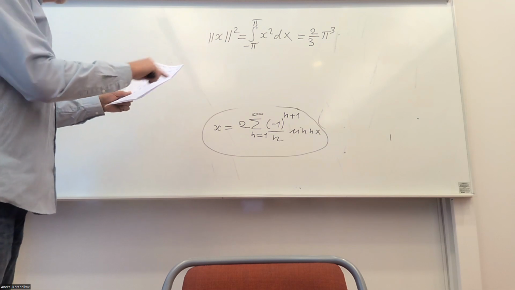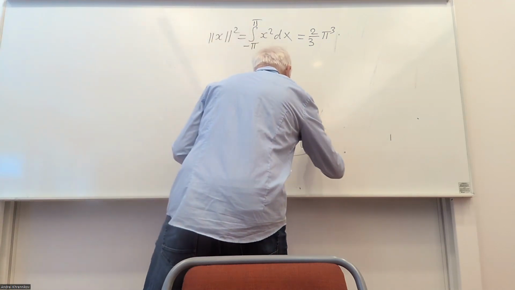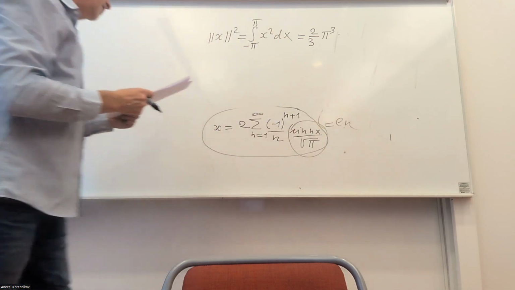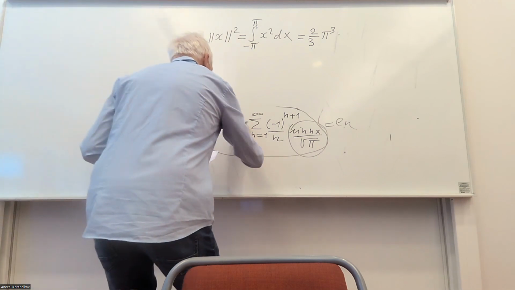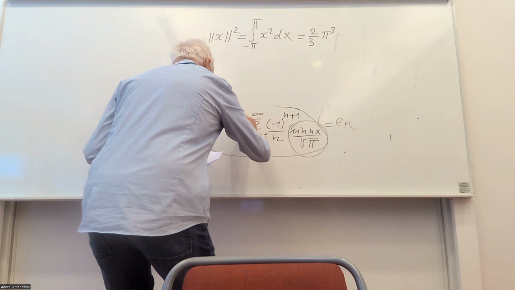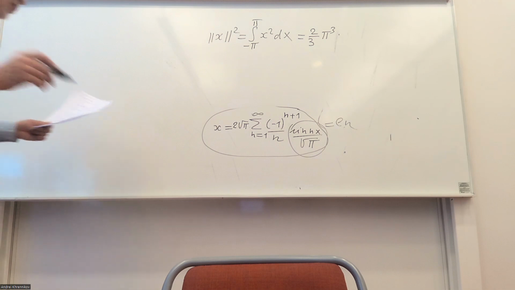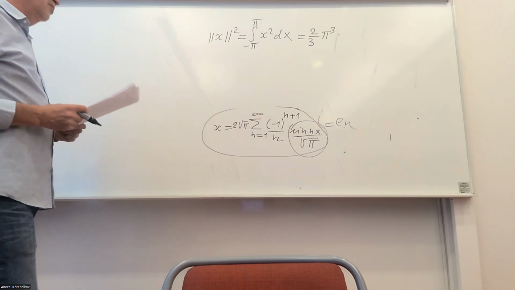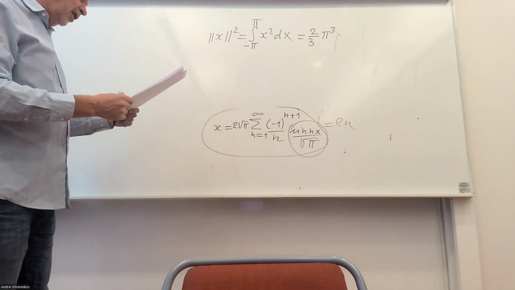I want to make here normalization by the square root of pi. Then it would be e_n, a normalized vector, but if I divide by square root of pi, I multiply. So this formula. Now it is x. Now it's the usual Parseval with respect to the orthonormal basis, because now this e_n is an orthonormal basis.